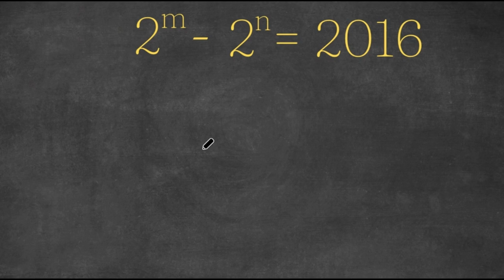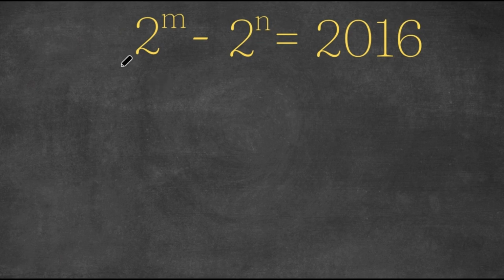Welcome to Click Academics. In today's video, I'm going to be teaching you guys how to solve this exponential equation. So we have 2 to the power of m minus 2 to the power of n equals 2016.